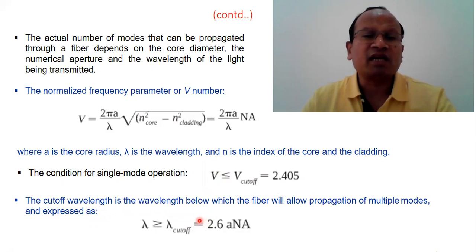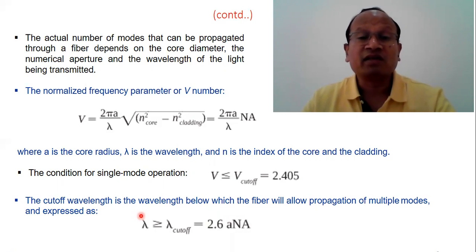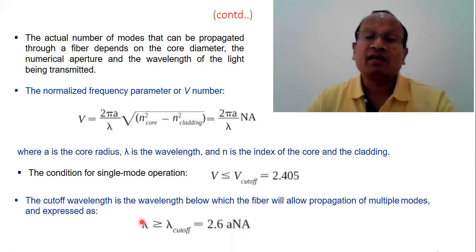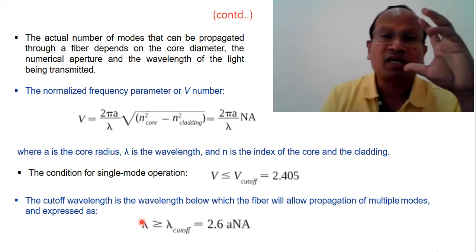Lambda is greater than lambda cutoff, which is 2.6 A into NA. This is not in terms of V number, this is in terms of wavelength. If the wavelength is greater than the cutoff wavelength, which is 2.6 A into numerical aperture, then the propagation will be multiple.